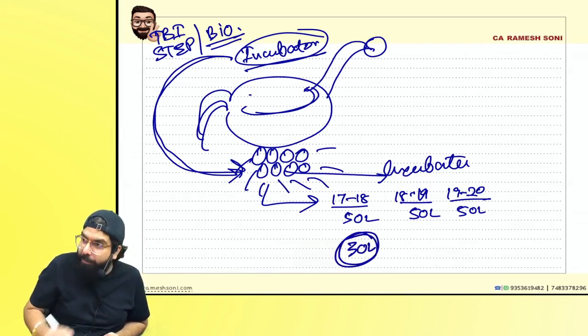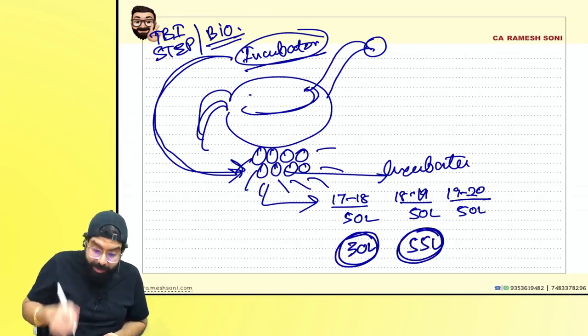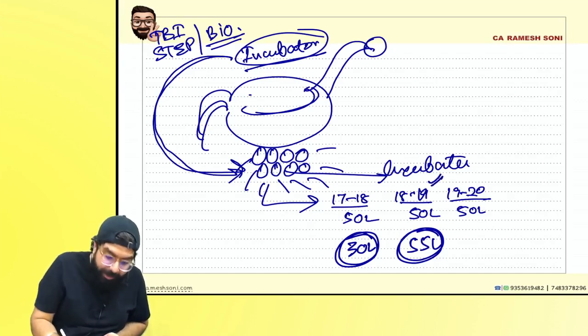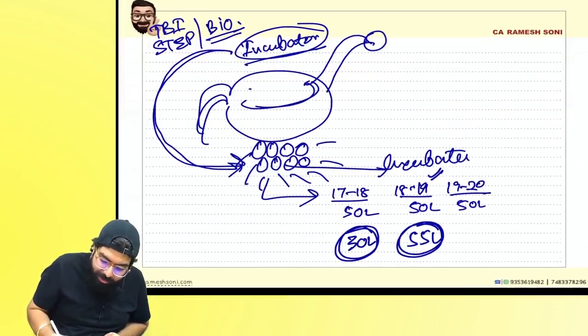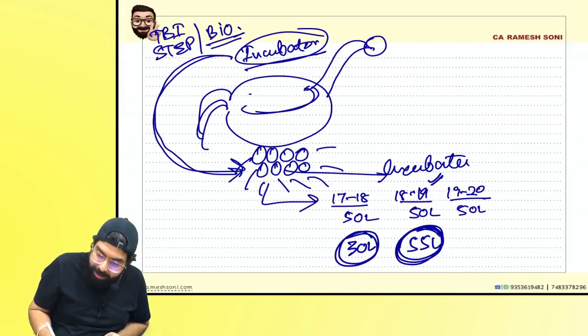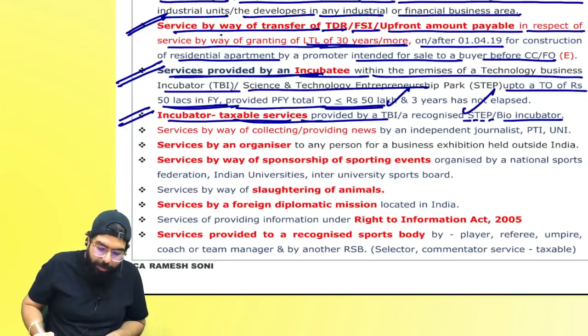Any GST will come? No. Suppose next year it came to 55 lakh. Is it exempted? Yes. Second year also it will be exempted. See everyone, provided that the preceding financial year turnover was less than or equal to 50 lakh. It means if this year it has crossed, this year it will be exempted, but next year it will become taxable. Are we clear everyone? I hope everyone is clear till here.